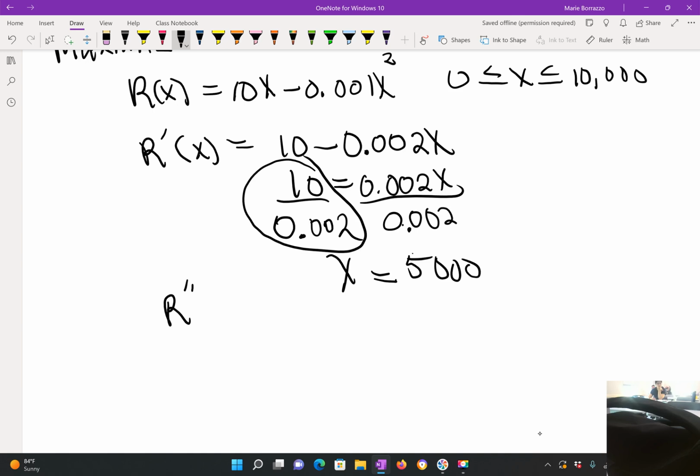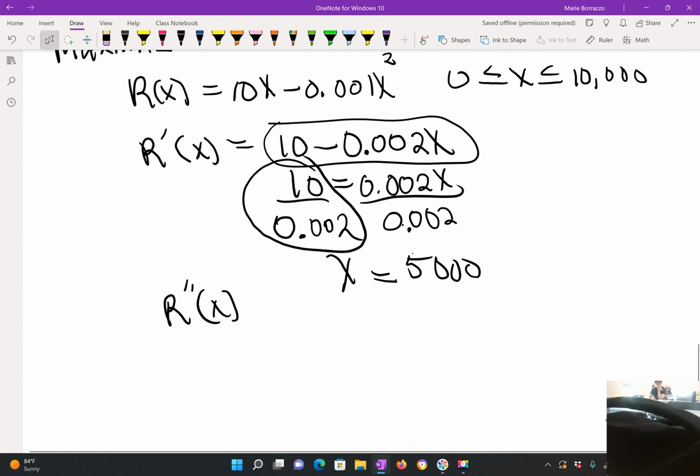Check for concavity, yeah. So we're going to take that second derivative, going back to this equation here, and you end up with negative 0.002, and in this case less than 0 for all x.